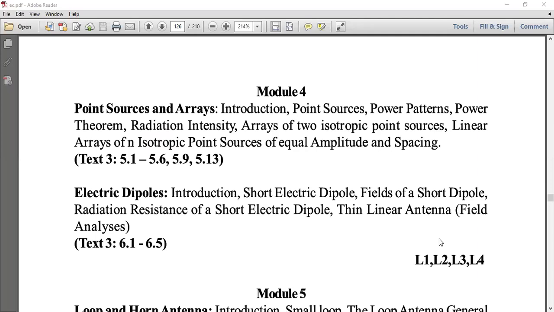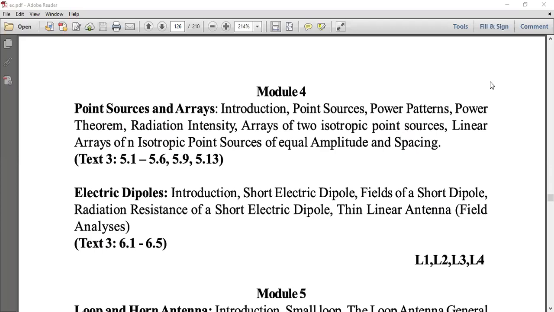where you will be considering 2 point sources and you're going to derive 4 different cases. And those 4 different cases will again have problems related to them. Again, linear array of isotropic point sources of equal amplitude and spacing. Here also you have 3 to 4 cases. Here you will again be deriving for those cases, as well as having certain problems related to that. Then in the fourth module, you have the second chapter, which is electric dipole.